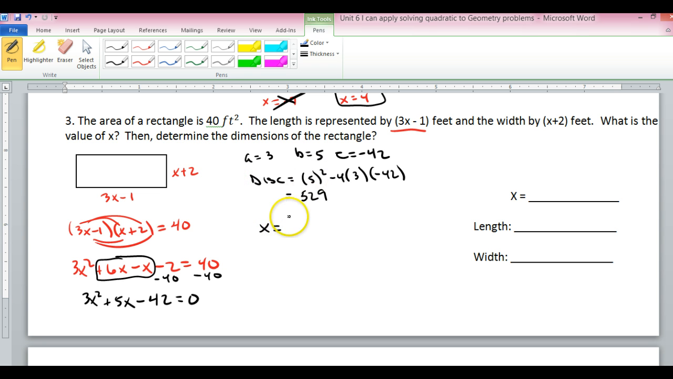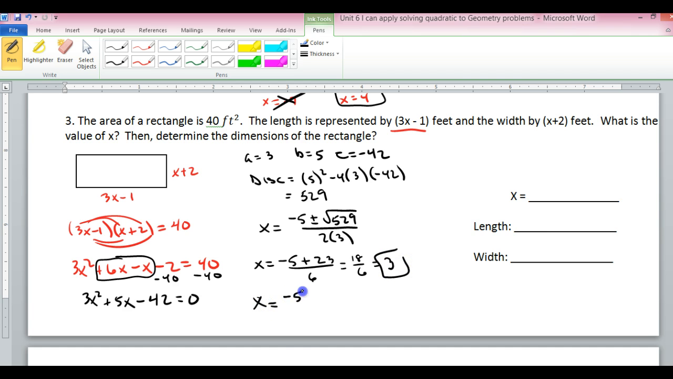So x equals the opposite of b, which is negative 5, plus or minus the square root of 529, all over 2 times a, which is 3. So first we add negative 5 plus the square root of 529, which is 23, all divided by 6, which gives us 18 over 6, which is 3. In the other solution, we do have to check both of them. Negative 5 minus 23 all over 6.